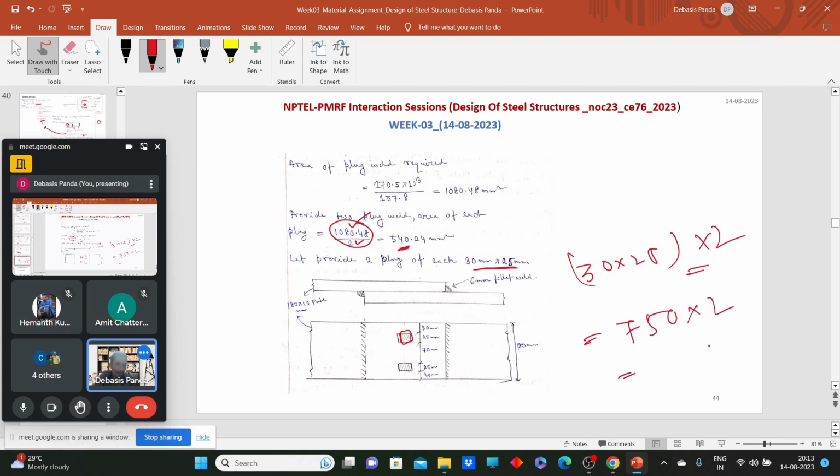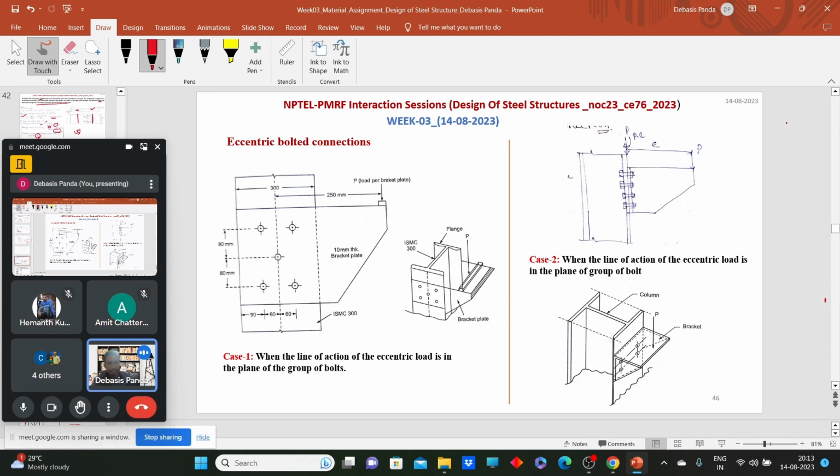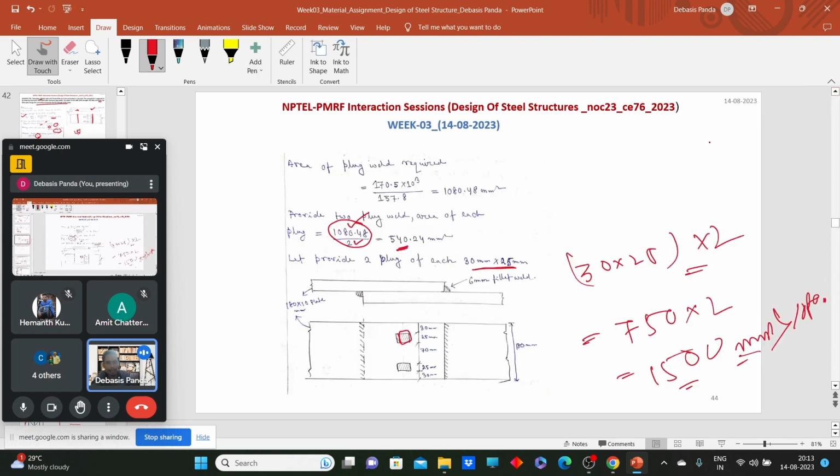750 into 2, so 1500 mm square, which is greater than your 1080.48. That means if we provide two slots along with this transverse fillet weld of length 180 into 2 and certain throat thickness, this joint will transfer the full strength of the plate. So is it clear how we can design this kind of slots and plug welds? Yes or no?